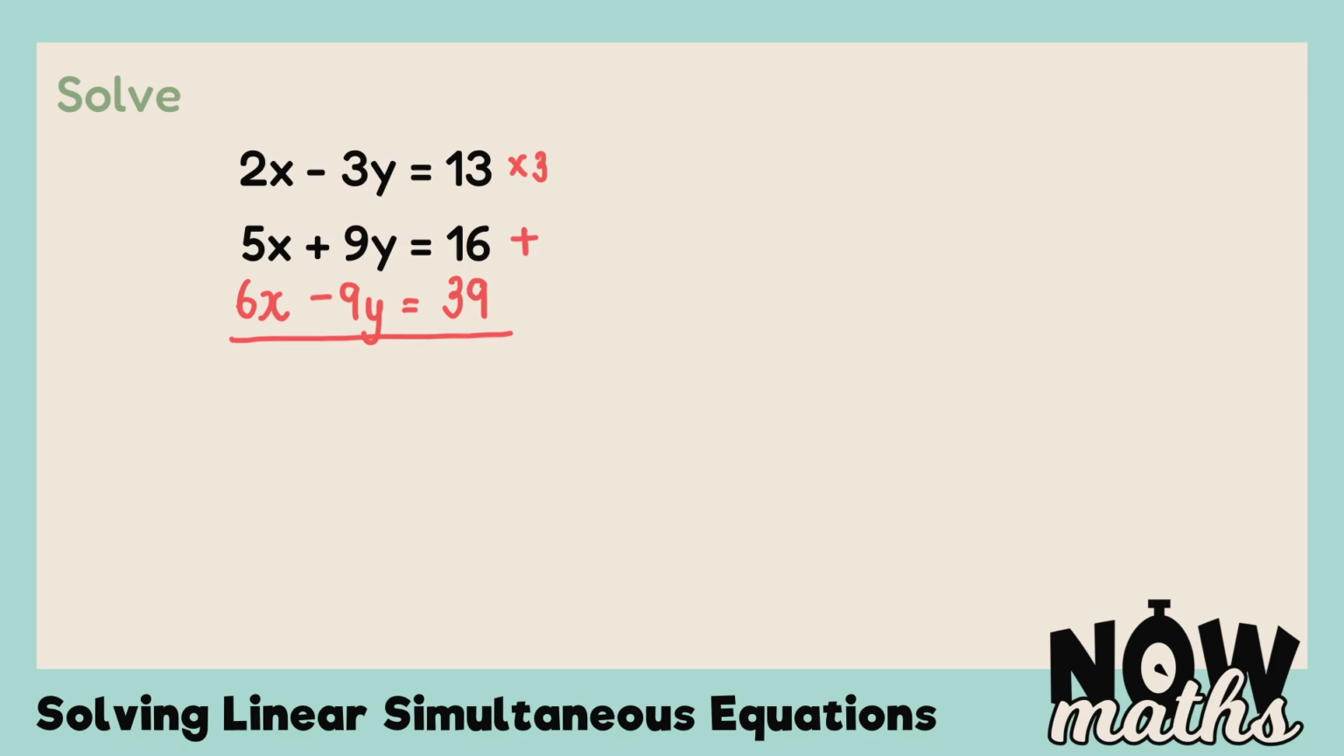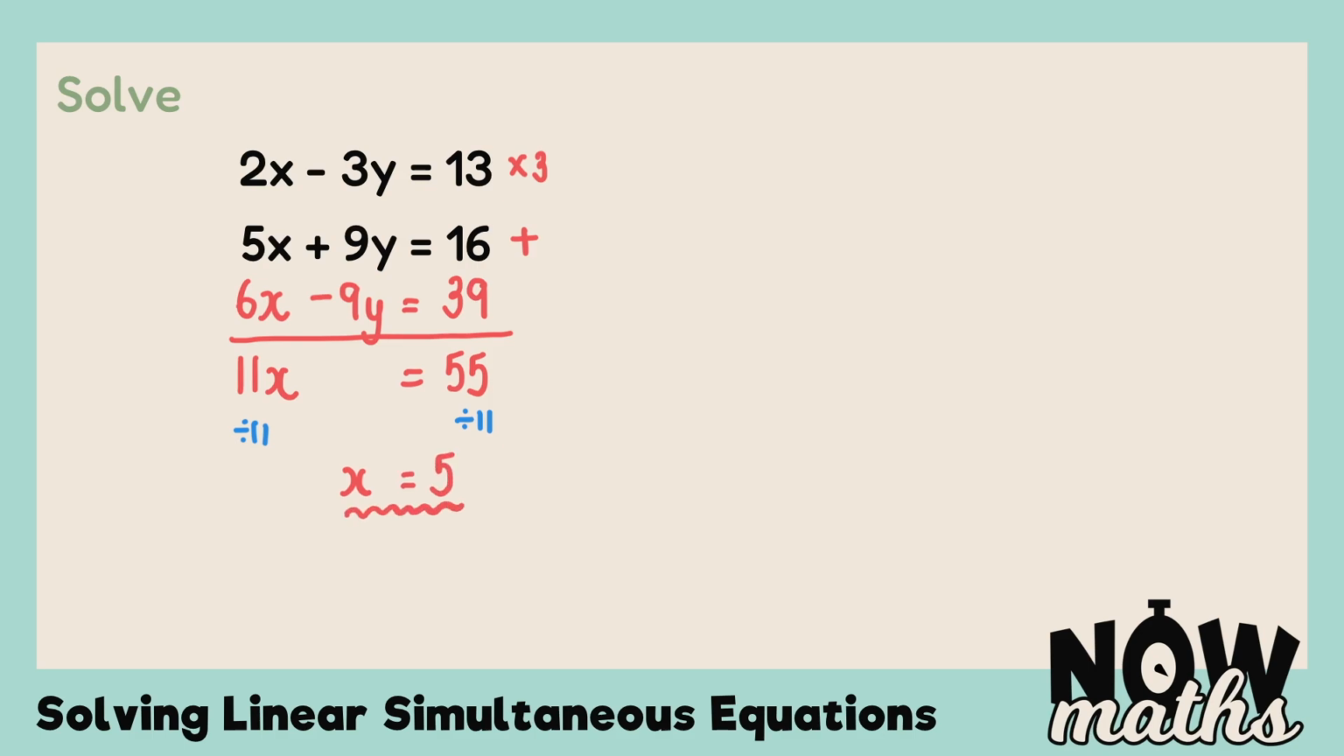So adding together 5x and 6x, we get 11x. Then 9y add negative 9y is 0. And 16 add 39 is 55. Now we solve by dividing by 11, which gives us an x solution of x equals 5.